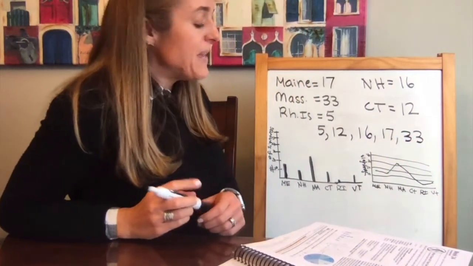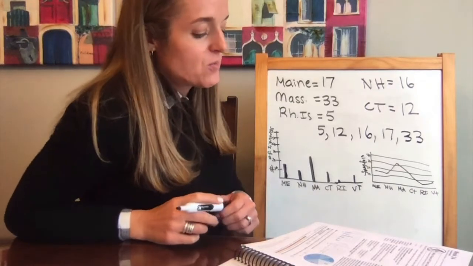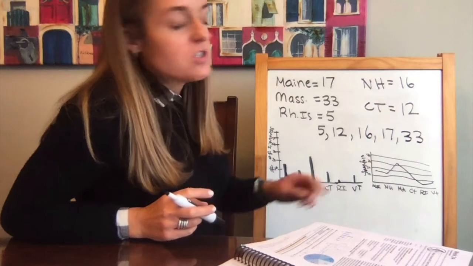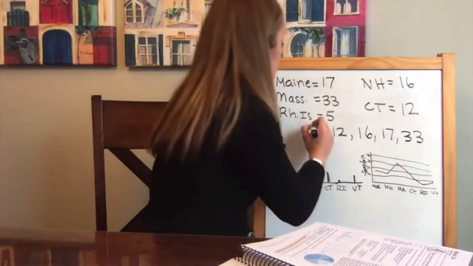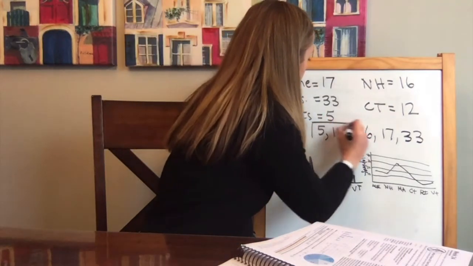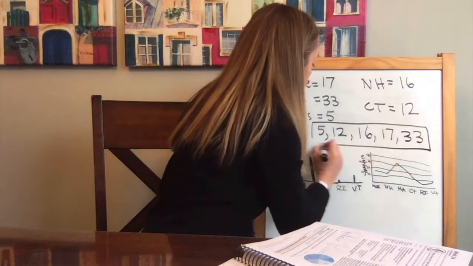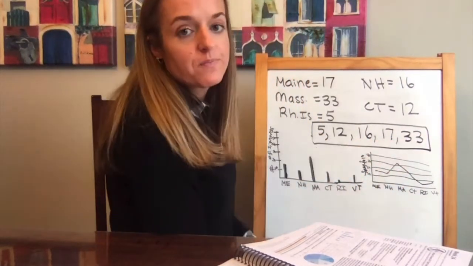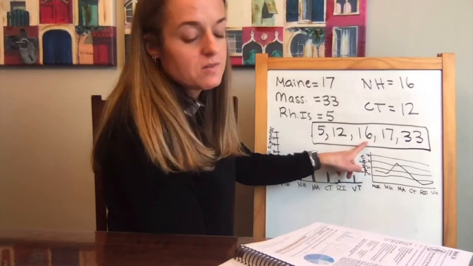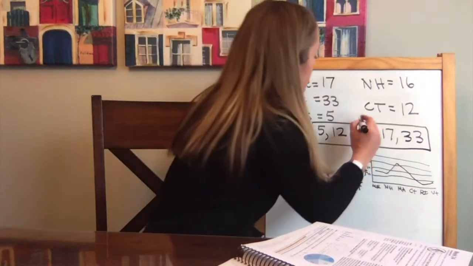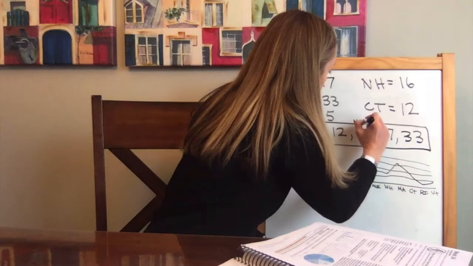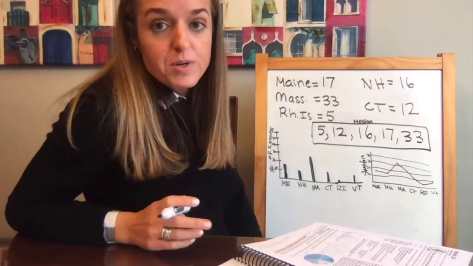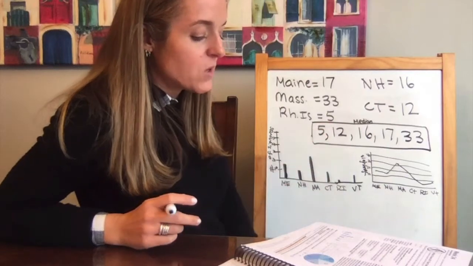So the median is the number directly in the middle when listed from least to greatest. So which number is directly in the middle when we're looking at these numbers right here? Which one is in the middle? 5, 12, 16, 17, 33. 16 is in the middle. This is the median. 16 is the median.